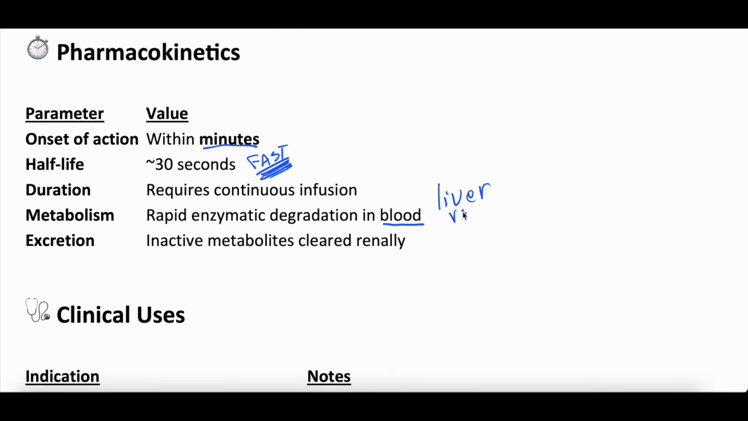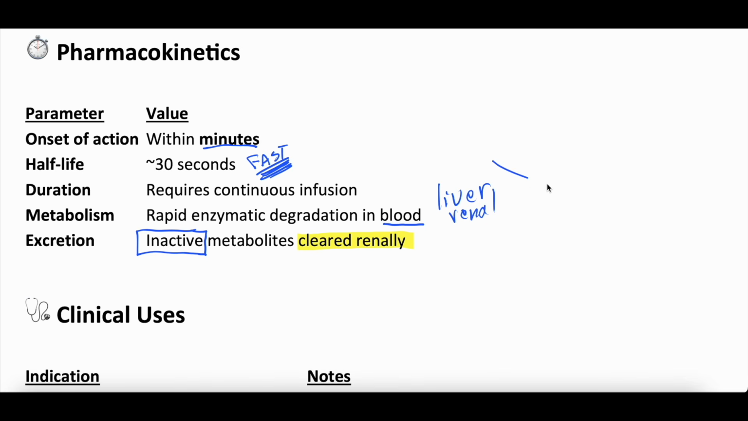It does depend on renal function to metabolize it. Now, inactive metabolites are cleared renally. So if you have renal dysfunction, you won't urinate out those metabolites, but they're inactive metabolites. They're not contributing to the angiotensin II pathway of vasoconstriction and aldosterone secretion and all that kind of stuff.